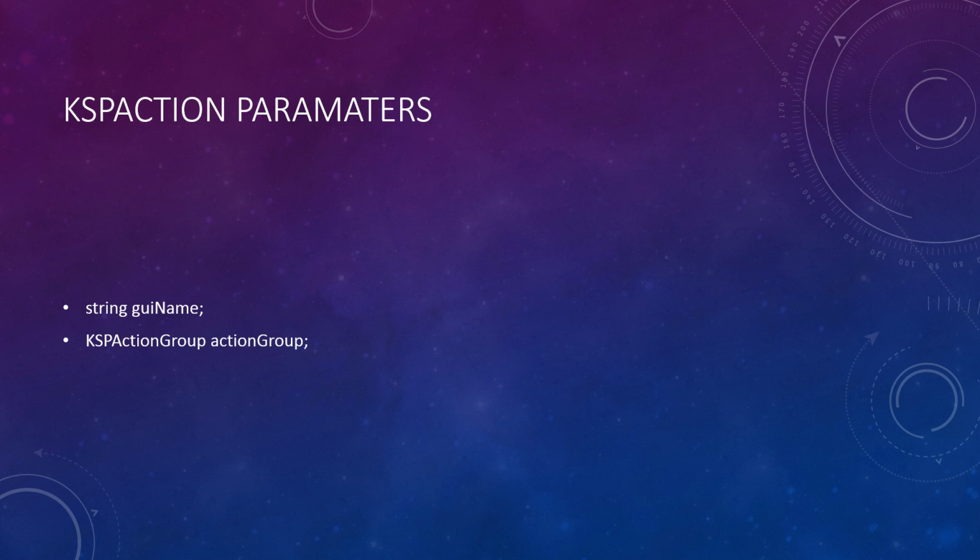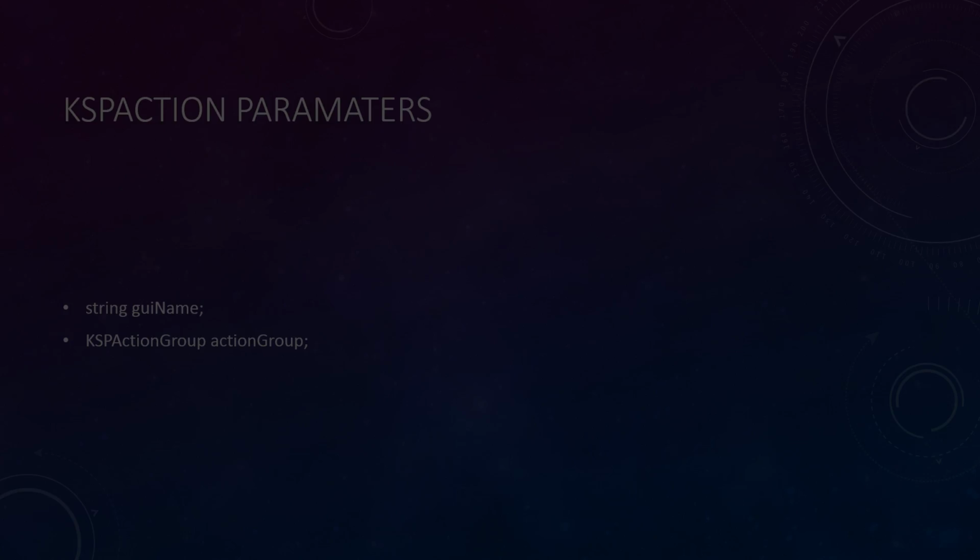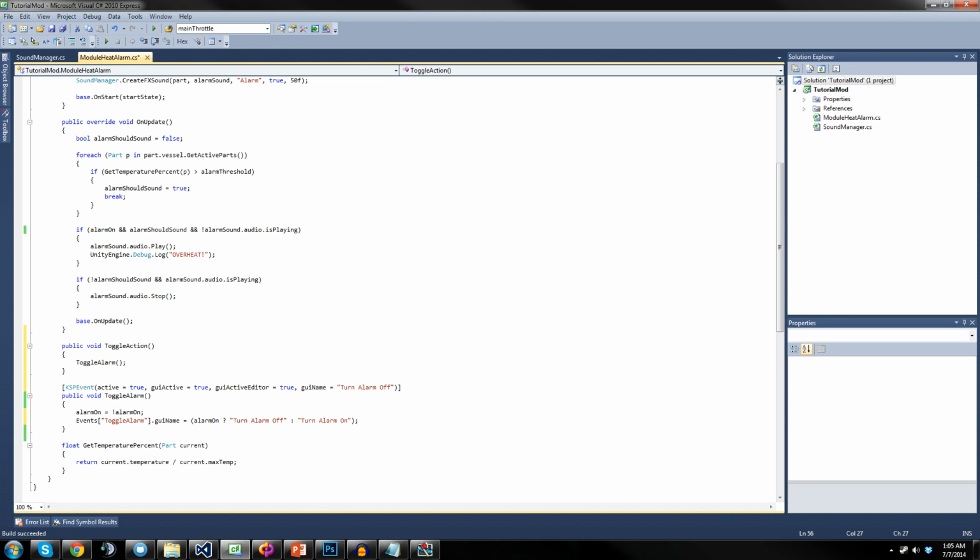This is almost never used, since most modules with actions should be unassigned by default to prevent accidental activation, but it can come in good use in very special cases. Take one of the newest parts to come in 0.23.5, the launch escape system. This part should be assigned by default to the abort group. This removes the need for the player to worry about it. So let's add that attribute, and we'll only use the GUI name parameter. We'll call it toggle alarm.